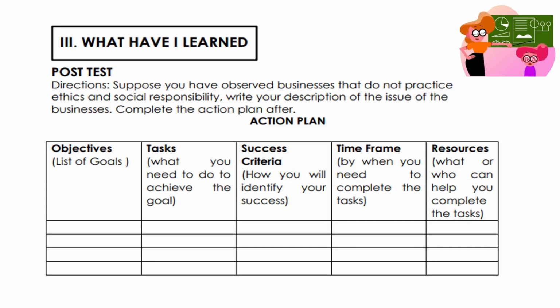For the pause test, directions. Suppose you have observed businesses that do not practice ethics and social responsibility. Write your description of the issue of the businesses. Complete the action plan after. So you're going to include the objectives or list of your goals, the tasks, what you need to do to achieve the goal, success criteria, how you're going to identify your success, time frame, by when you need to complete the tasks, and resources, what or who can help to complete the tasks.